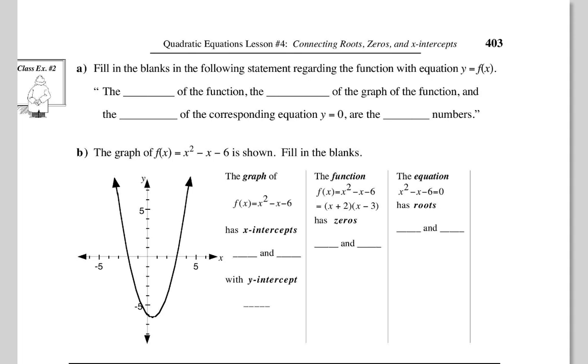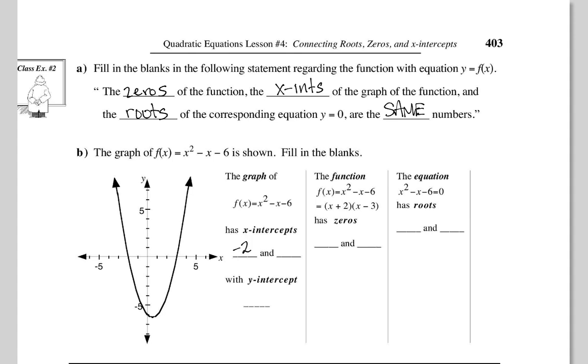Okay, so this kind of terminology here, let's just fill in the blanks and move on because it's really not that big of a deal. The distinction between these terms will not affect you. I am not going to grade you on knowing that the zeros of the function, the x-intercepts of the graph, and the roots of the corresponding equation y equals 0 are the same numbers. I am not going to test you on that distinction. Okay?